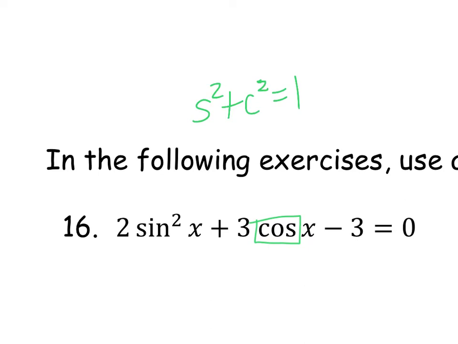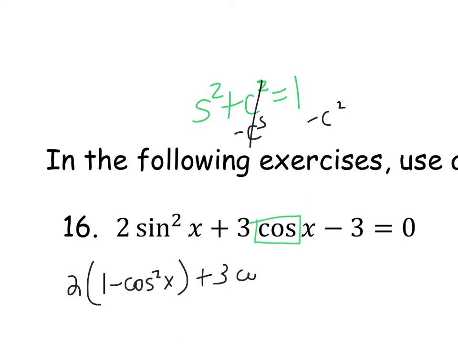All right, so I want to change the sine to cosine. What would I do? I'm going to subtract the cosine from both sides. Do you guys see that? So instead of sine squared, I'm going to write 2 times 1 minus cosine squared x plus 3 times cosine of x minus 3 equals 0. Do we all have the same trig function now? Yeah. All right, now it's just algebra.